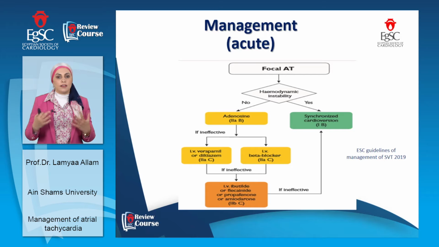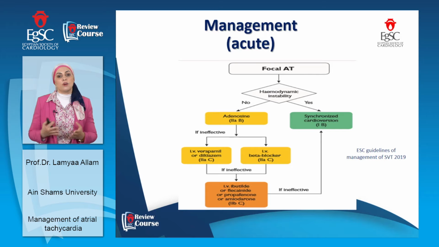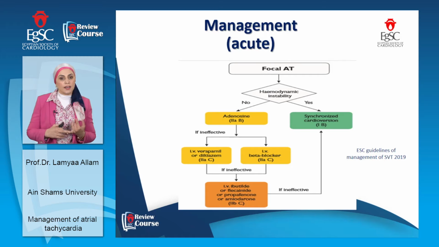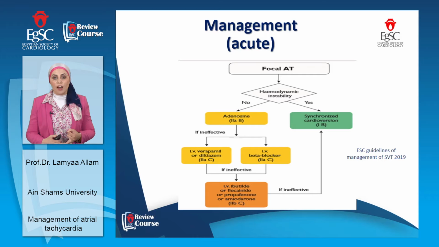If it is effective, so it's the end. But if it is ineffective, like in cases of automatic atrial tachycardia, I will give medications. But I will give a medication that doesn't affect the blood pressure, like antiarrhythmic drugs class 1C or class 3, like flecainide, propafenone, or amiodarone, IV, because I want a rapid response.